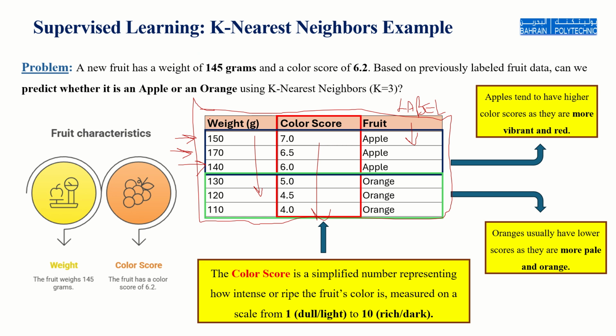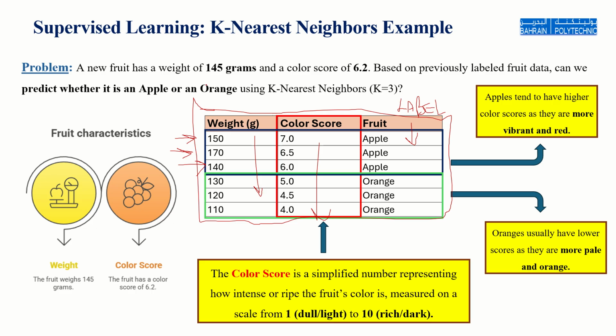Now what is your task? This data is given to you. If the weight of a fruit is 150 and the color score is 7, there is a higher chance that it will fall into the apple class. And if the weight of the fruit is 130 and the color score is 5, there is a higher chance that it will fall into orange. So this is how your data set looks.